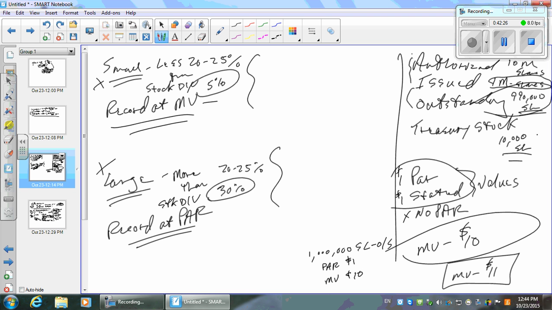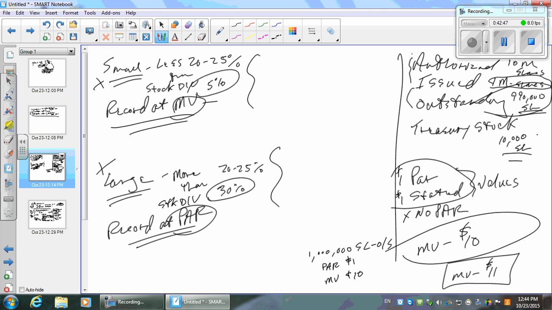Okay, on the large, do you think the stock price will adjust if it's 30% more shares of stock out there? Of course, it's going to go down, right? Proportional. Anyway, what we do is we record at market value if it's small, and at par value or stated value, whichever state you're in, for a large one.